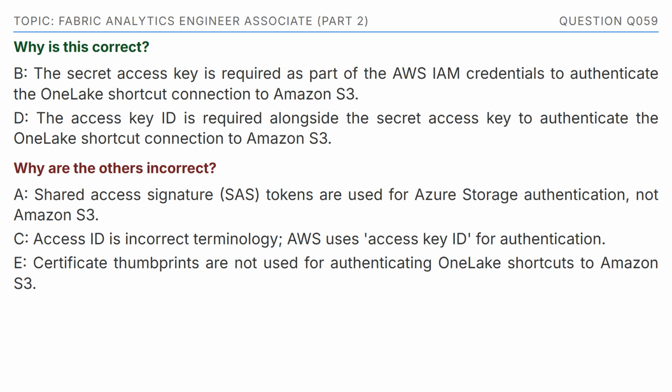Why are the others incorrect? A. Shared access signature, SAS, tokens are used for Azure storage authentication, not Amazon S3. C. Access ID is incorrect terminology, AWS uses access key ID for authentication. E. Certificate thumbprints are not used for authenticating OneLake shortcuts to Amazon S3.